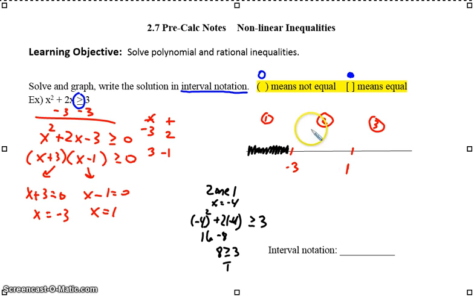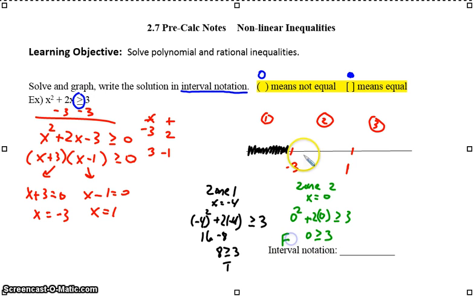Okay, let's talk about zone 2 now. Zone 2, pick a number that's in zone 2. The easiest one to pick there would be 0. So we're going to use x equal to 0. So is 0 squared plus 2 times 0 greater than or equal to 3? Well, no. 0 is not greater than or equal to 3. That's false. That means I don't shade that zone.